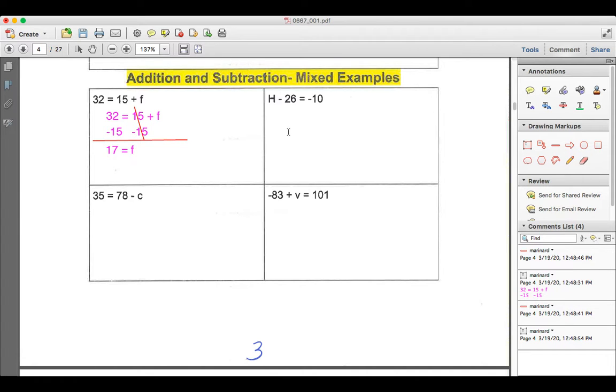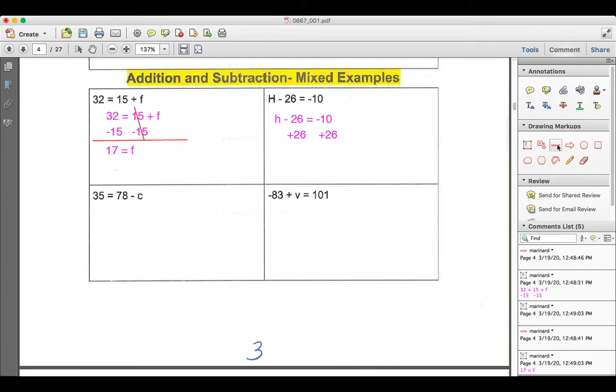All right, let's move to the next one. I'm going to again rewrite it. We have h minus 26 equals negative 10. And I want to get h by itself, so I'm going to look for the zero pair of this number, which is negative 26. So its zero pair is going to be positive 26. So I'm going to put plus 26, and I'm going to do the same thing over here, plus 26.